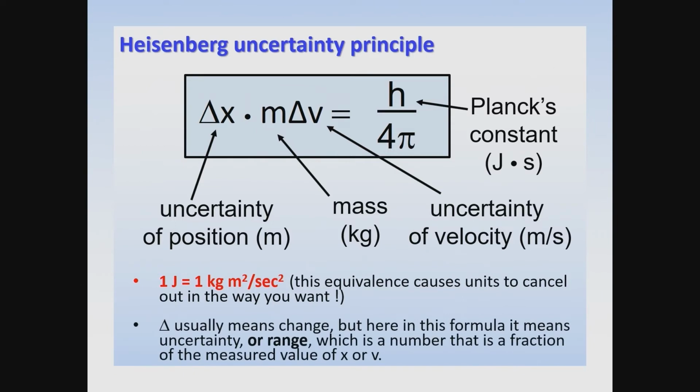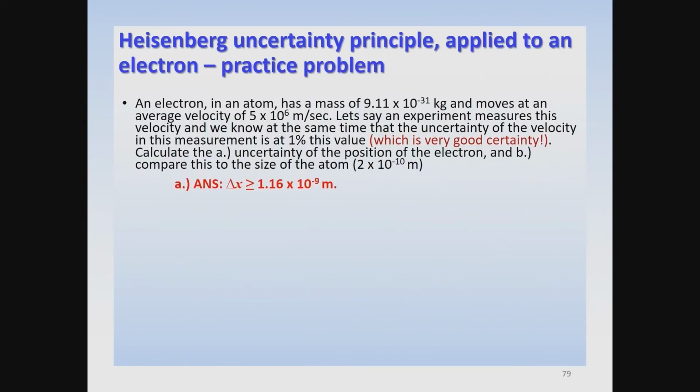And again, just to mention again, when you see the delta sign, this time it means the range of positions or velocities, or another word is uncertainty of positions or velocities. So let's go ahead and try this problem.